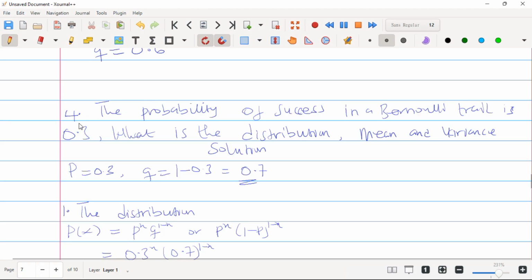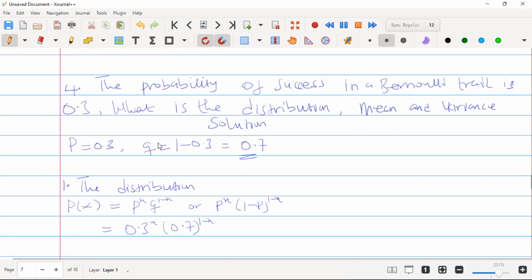And then for the fourth, that's the last question, the probability of success in the Bernoulli trial is 0.3. What is the distribution, mean, and variance? So we have this 0.3 here. And for the Q, if we want the Q, we just subtract the probability of success from 1. So Q is equal to 1 minus 0.3, which is 0.7. So the probability of success is 0.3, and the probability of failure is 0.7.